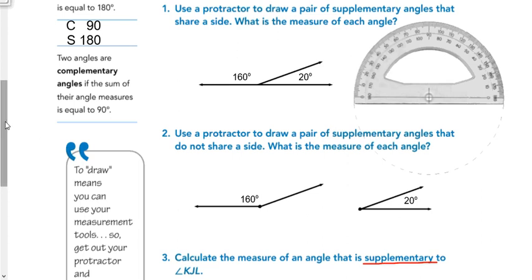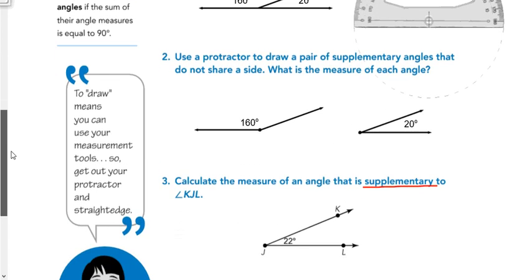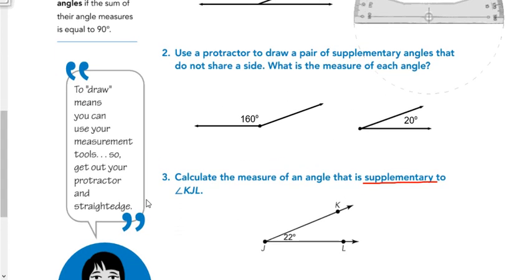Now, number 3 says calculate the measure of an angle that is supplementary to angle KJL. So if it's angle KJL, this J in the middle, the one that's in the middle is the angle formed by the rays right here. So it's KJL. So this is the angle, and we have to figure out the other angle that makes them supplementary angles. So supplementary, by definition, it's two angles added together to become 180.